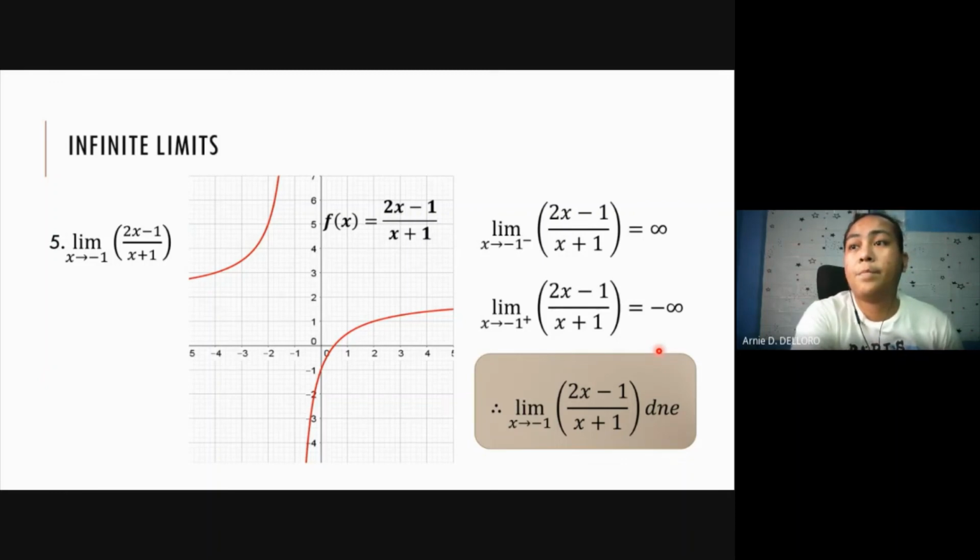Ito, pwede na tayo sumagot dito ng does not exist kasi hindi naman talaga siya nag-exist. Since, babalik ulit tayo sa kondisyon, yung limit from the left, di ba, positive infinity, and the limit from the right, which is negative infinity, they are not equal. And based sa kondisyon, dapat equal silang dalawa. Kasi kapag hindi sila equal, then the limit of the function does not exist. Okay? Understood.